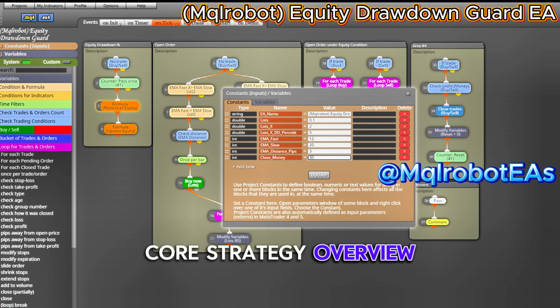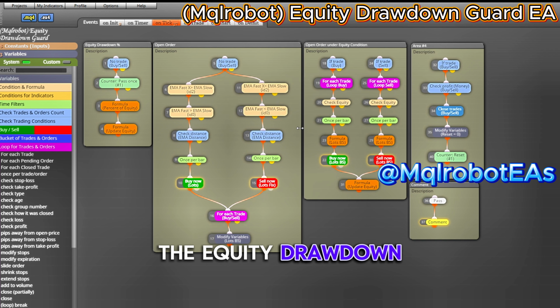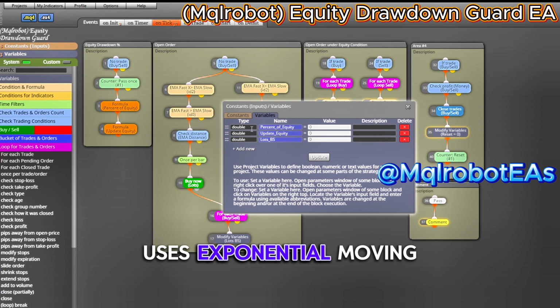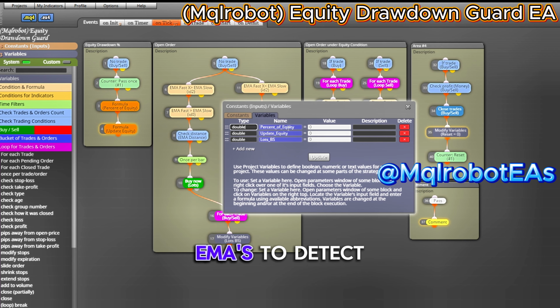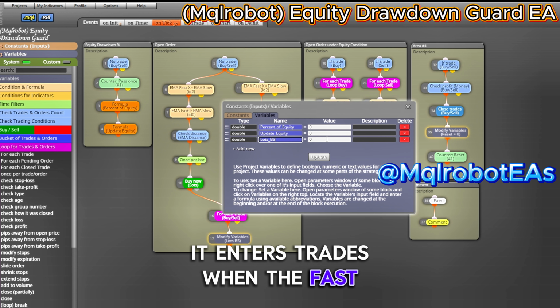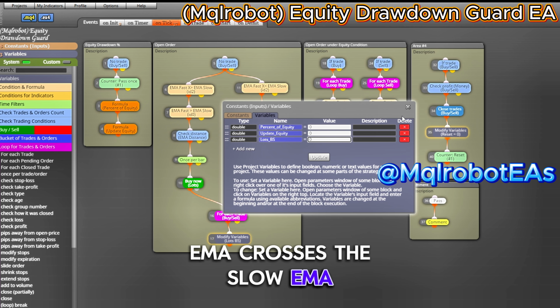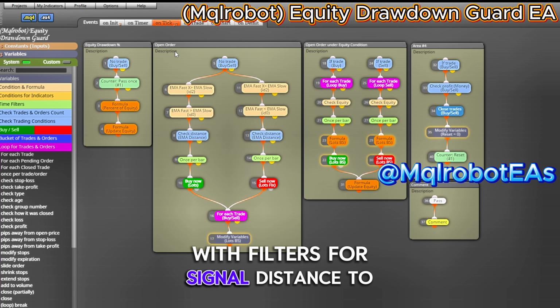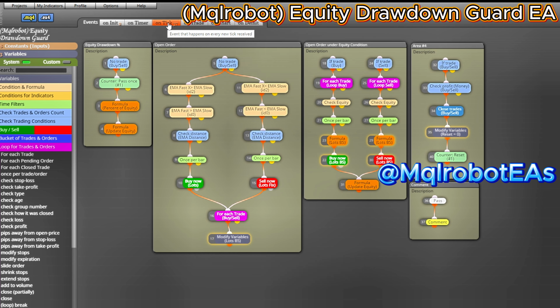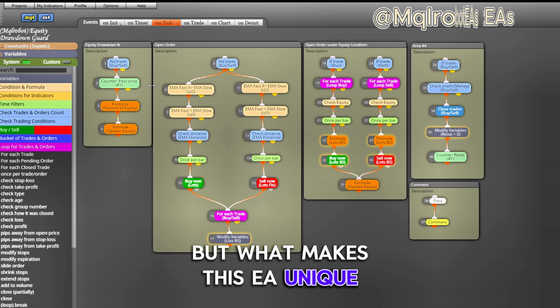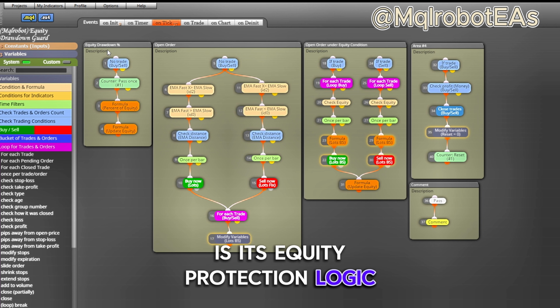Core strategy overview. At its heart, the Equity Drawdown Guard EA uses exponential moving averages, EMAs, to detect trading signals. It enters trades when the fast EMA crosses the slow EMA, with filters for signal distance to avoid whipsaws. But what makes this EA unique is its equity protection logic.